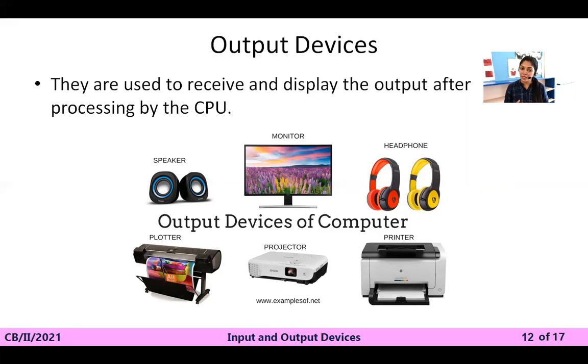So then we have printer. If you want something to be printed, what is there on the desktop or what is there in the computer, if you want it to be printed in a paper, we use a printer. So these are the output devices. They are used to receive and display the output after processing by the CPU.